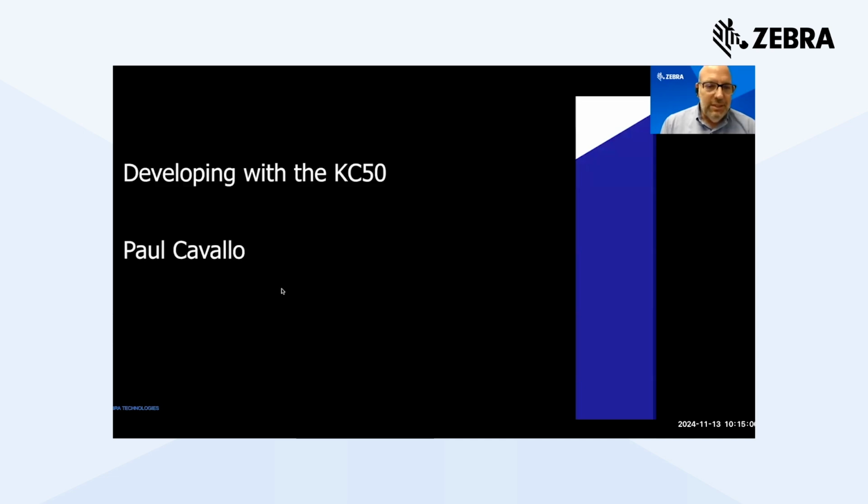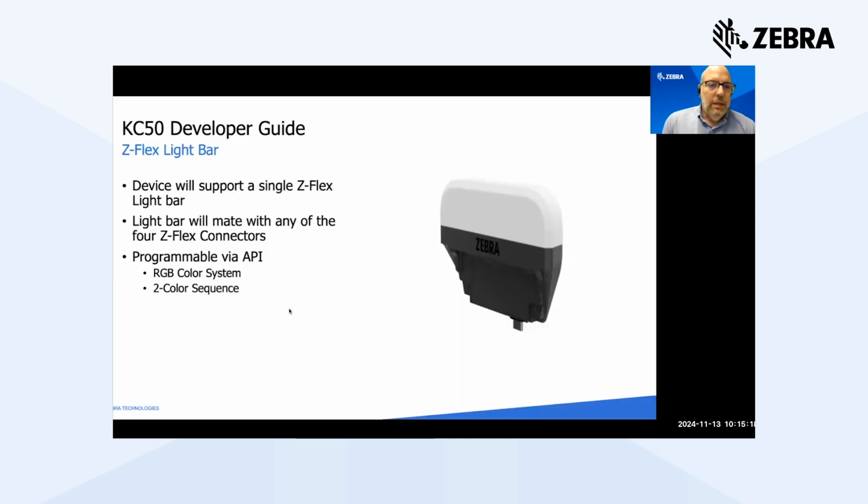As Leslie mentioned, this is a new and unique product that we've developed, so there are a lot of new features that we haven't seen on other products before. So in this part of the presentation, I'm going to focus on discussing the unique features of the KC50 and how they can be used in development. Can go to the next slide, please.